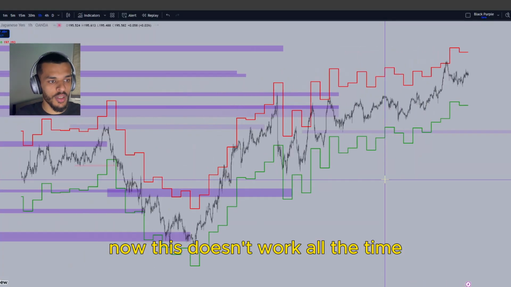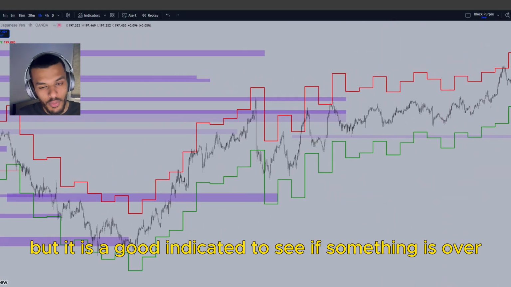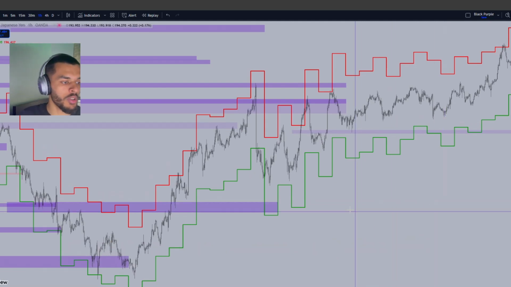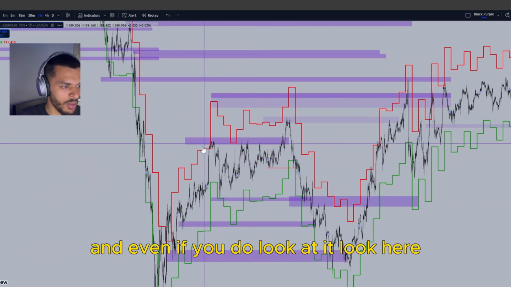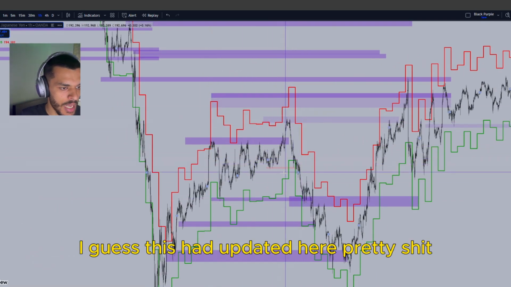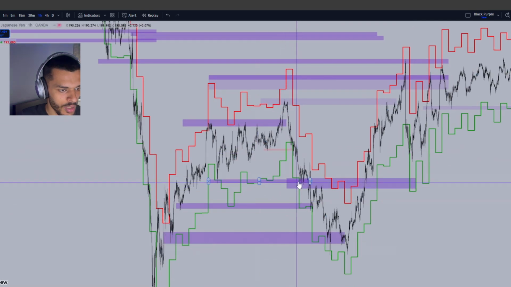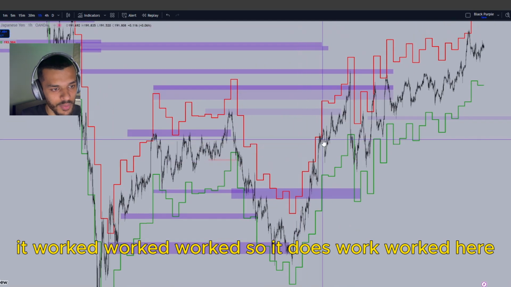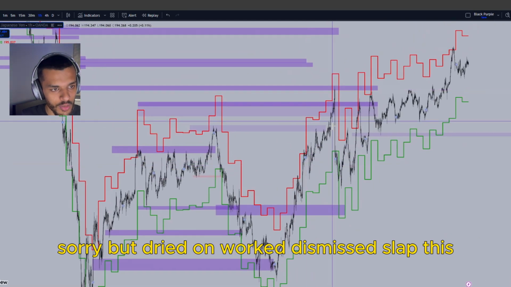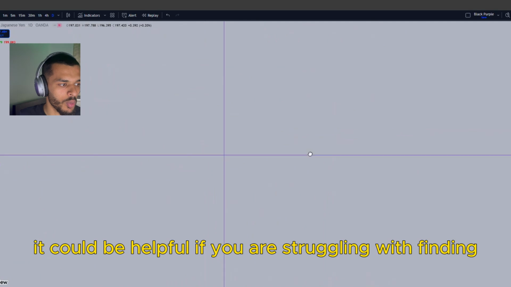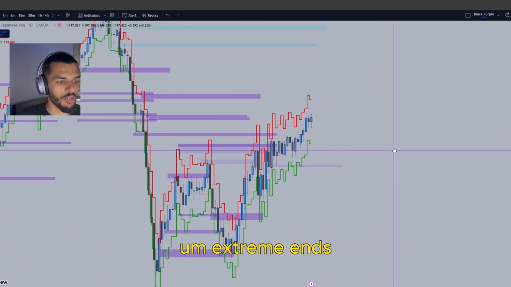Now this doesn't work all the time, but it is a good indicator to see if something is overbought or oversold, so it's towards an extreme end of one side. And even if you do look at it, look here, it worked. Here it worked. Here, saw a bit of drawdown, worked. So it is just something which I don't use, but it could be helpful if you are struggling with finding extreme ends.